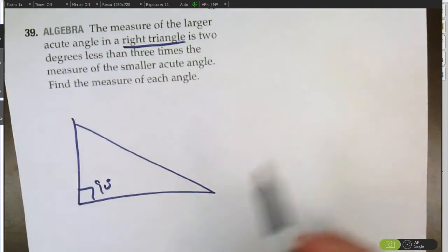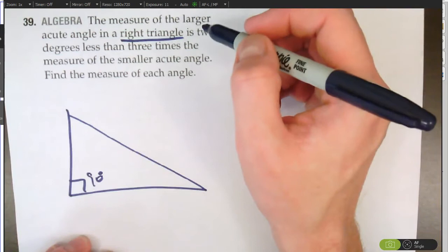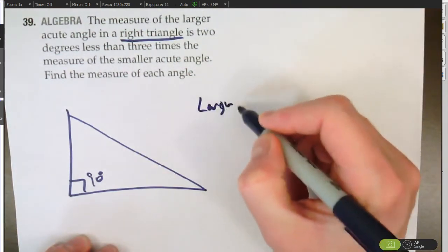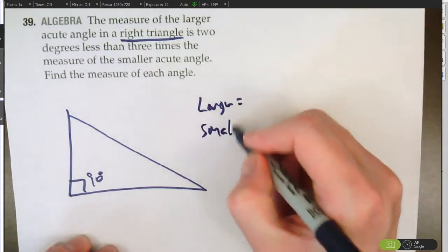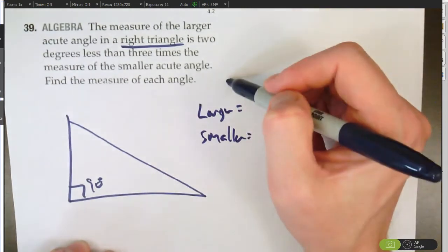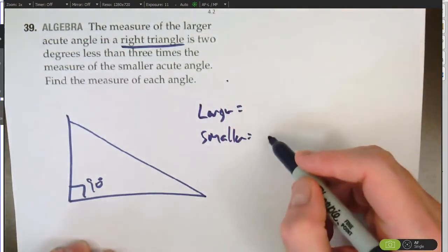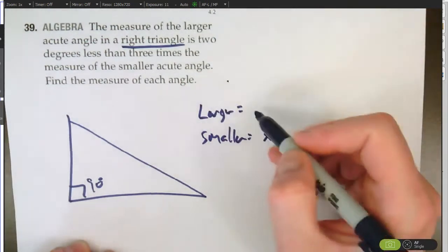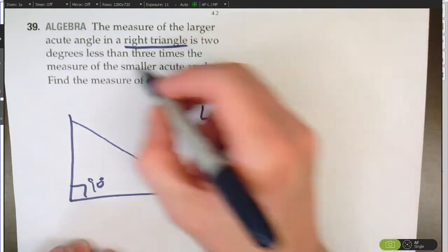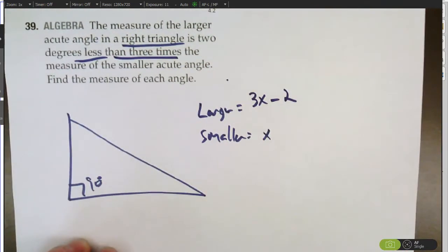Before you get mixed up in all this, we've already got 90 degrees in our triangle. Now, here's what we have to do: the larger angle and the smaller angle. The larger is 2 degrees less than 3 times the measure of the smaller angle. Notice you define the larger one in terms of the smaller. So we're going to call the smaller one x, and then we can define the larger one with respect to x. The larger one is 2 less than 3 times x.